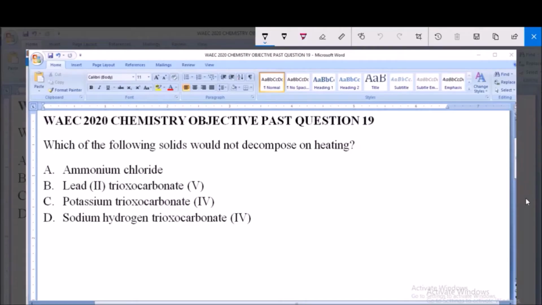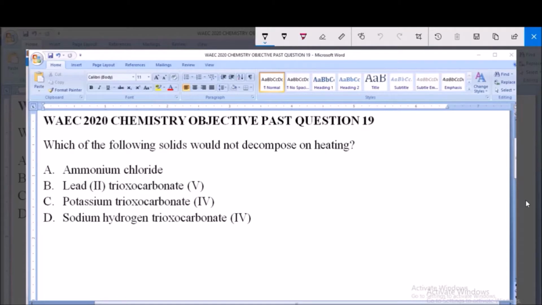Hello and welcome. I'm going to be answering WAEC 2020 Chemistry Objective Past Question 19. Which of the following solids would not decompose on heating? A. Ammonium chloride, B. Lead(II) trioxocarbonate(IV), C. Potassium trioxocarbonate(IV), D. Sodium hydrogen trioxocarbonate(IV).